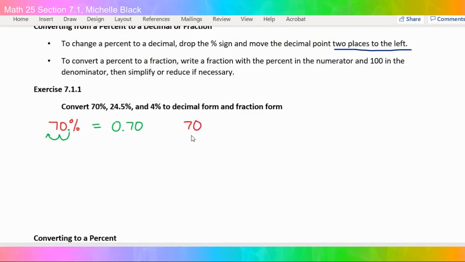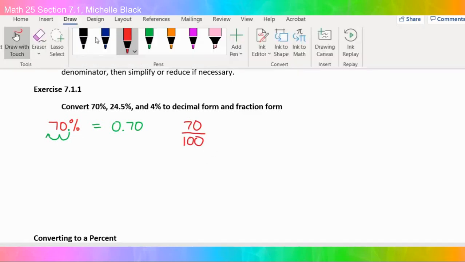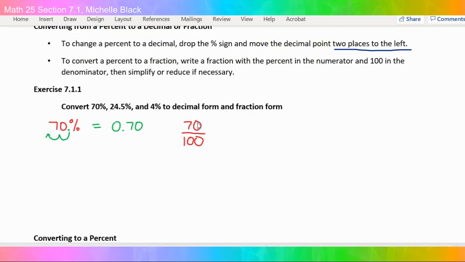Now to convert it to a fraction, it says to take the percent and write that number in the numerator over 100 and then simplify. Hopefully we notice that both of these numbers end with 0, so I can simplify away one of the zeros and I'm left with 7/10. You also could have just gone from this decimal point and read it as 70 hundredths. Or if you didn't include this 0 at the end, you would have just had 0.7, which can be read as 7/10.